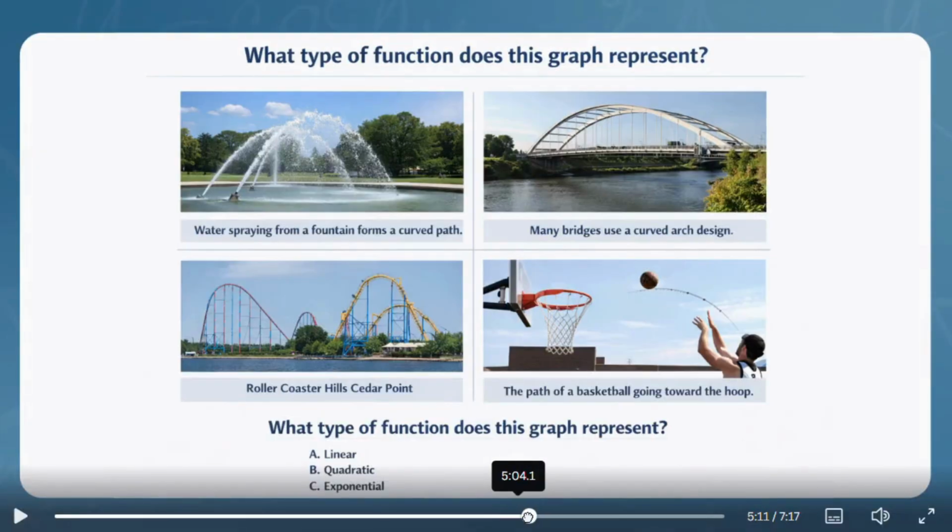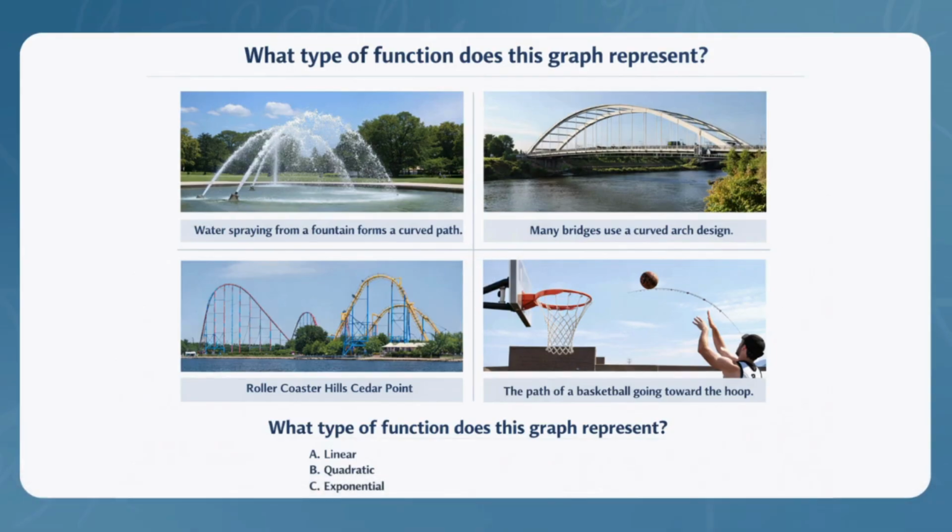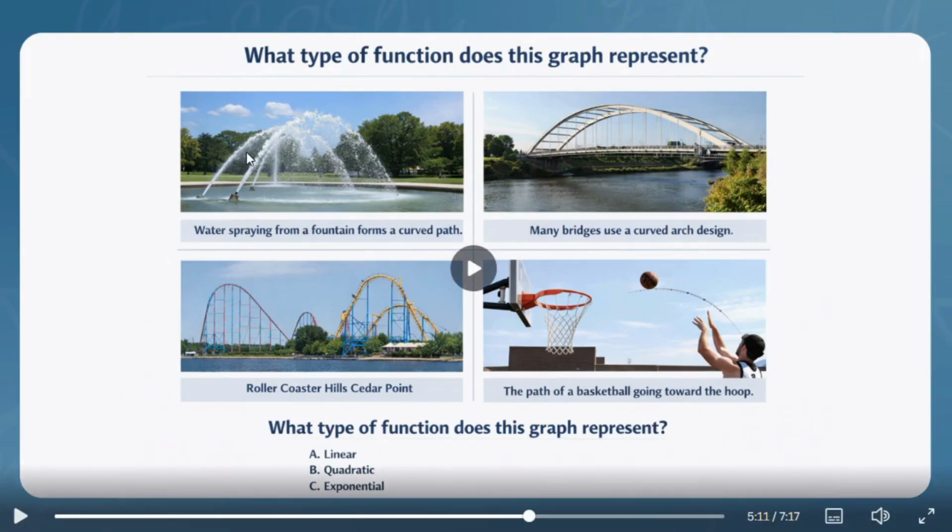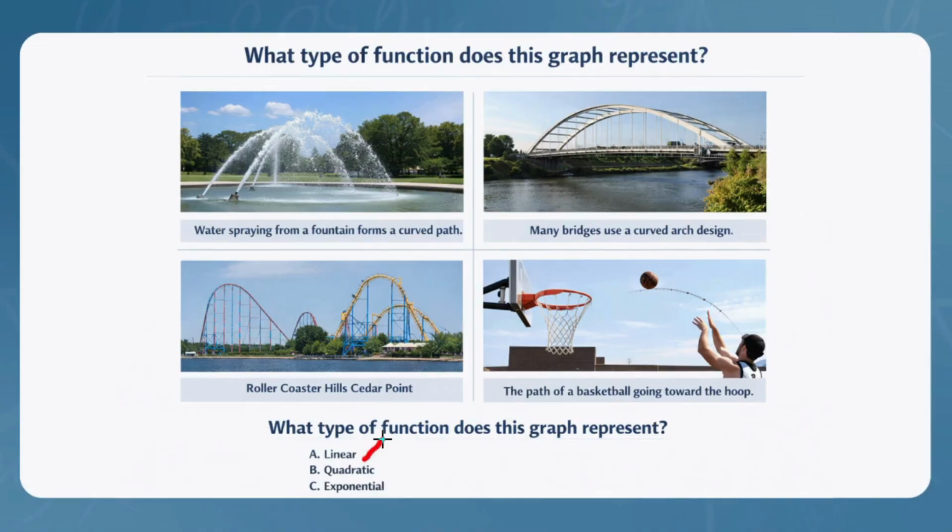Number 2. Which type of function does this graph represent? Water spraying from a fountain that forms a curved path. Many bridges use a curved arch design. Roller coaster hills like at Cedar Point. Or the path of a basketball going through the hoop. Is that a linear, quadratic, or exponential function? Circle your answer.